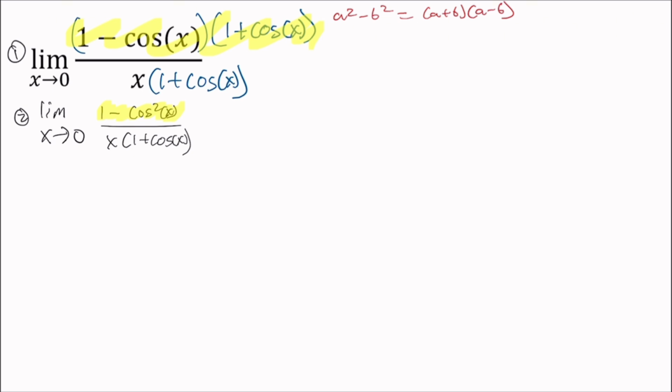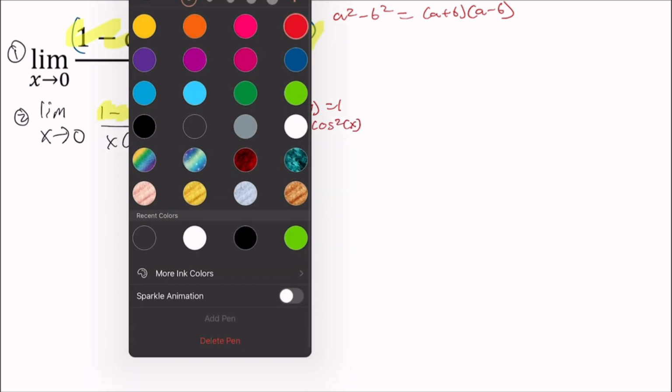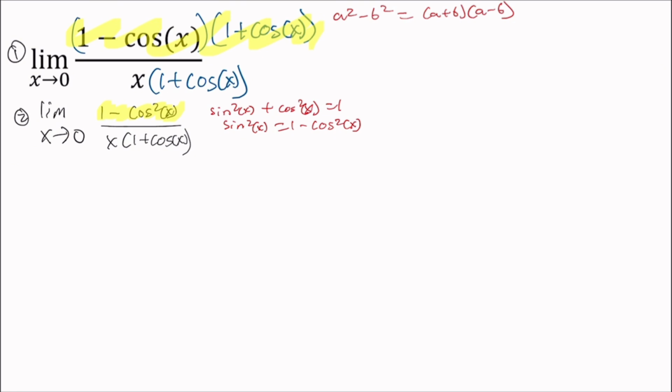which I proved all three in the last video, which is that sine squared of x plus cosine squared of x equals 1. Using this, if we subtract cosine squared of x on both sides, we'll get sine squared of x equals 1 minus cosine squared of x. With this being said, we can substitute this for sine squared of x. So then we'll get the third step, which is the limit as x approaches 0 of sine squared of x over x times (1 plus cosine of x).